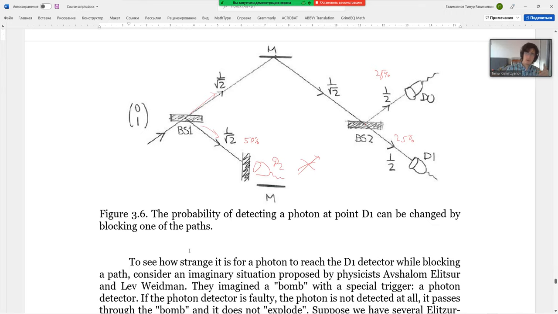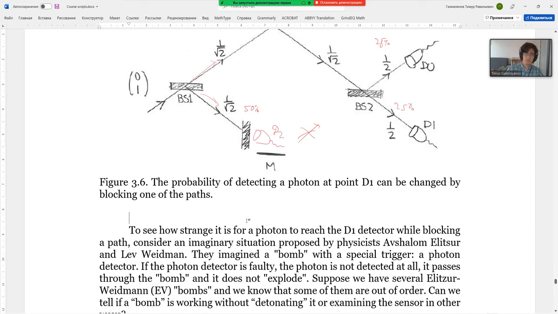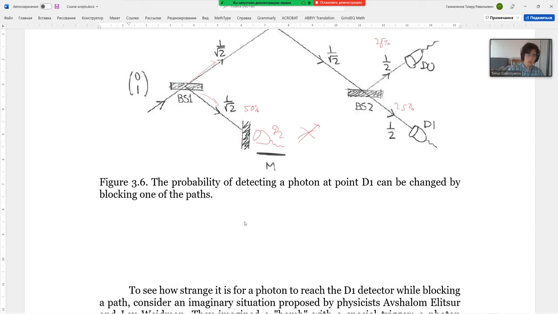You remember that in the previous experiment, if there is no wall here, there is no detector here, if we put 0, 1 through this instrument, we remember that the matrix of this instrument is 1, sorry.